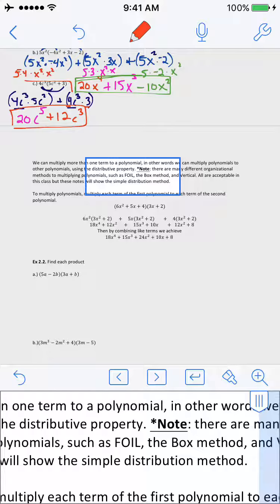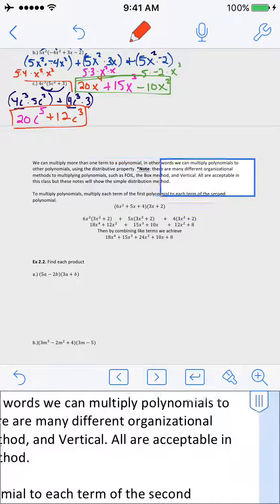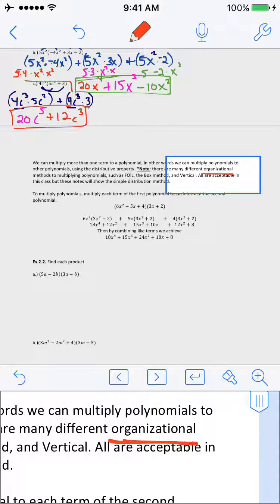I do not want to make you learn a certain method for this, because no matter what method you're doing, it is still just distribution property. All of those different methods, quote unquote, are just organizational methods. That's all they are. It's a way to organize your thoughts, okay? So whatever way to organize your thoughts you've already got going, please keep using it. Do not stop using it, okay? Because I don't want to mess that up.